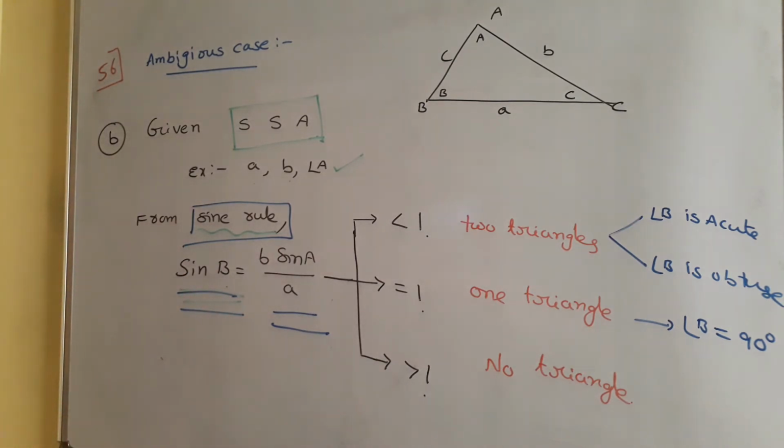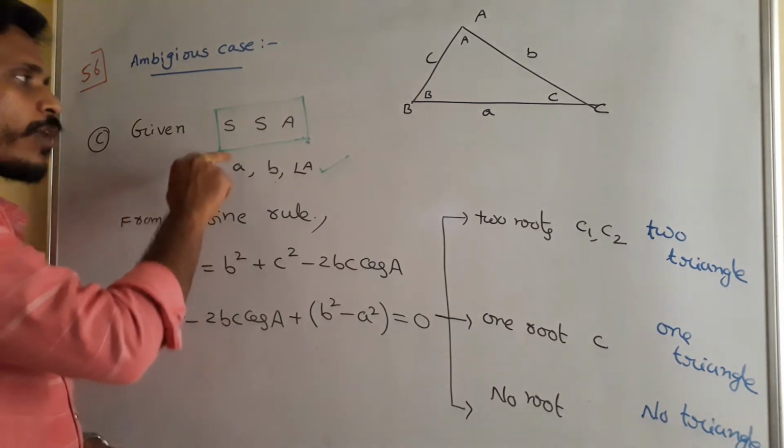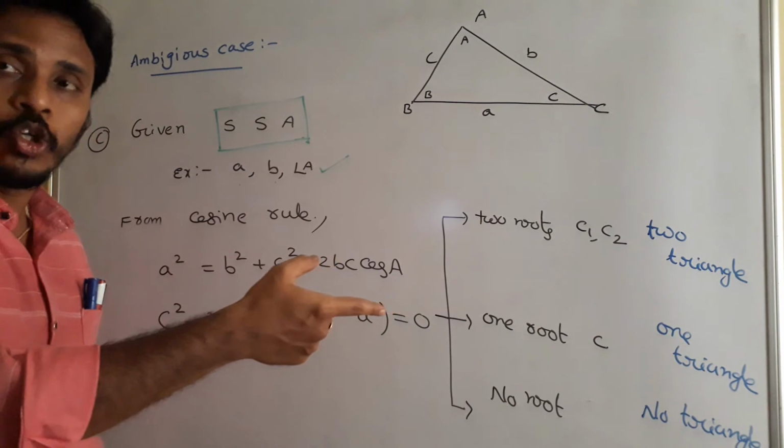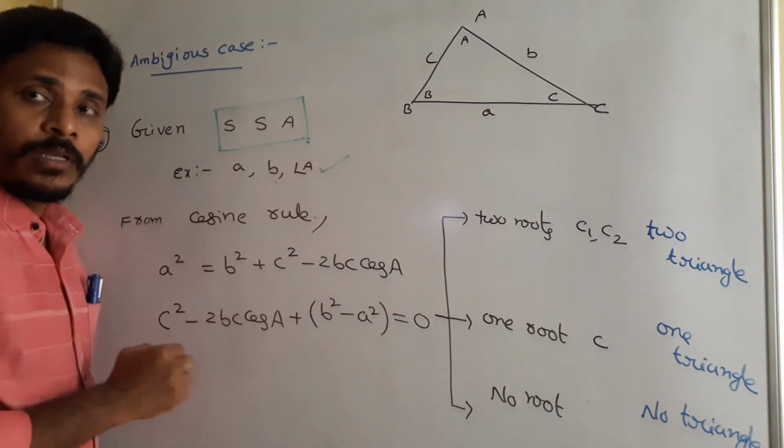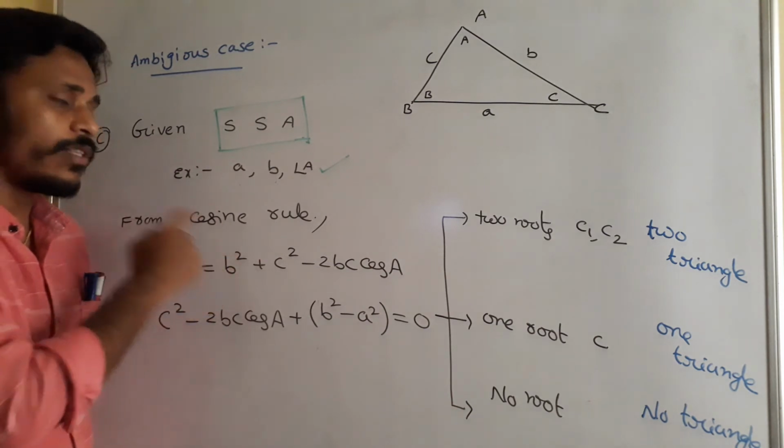First have a look. I will erase it. So just have a look. The same case we are discussing from the cosine rule. We know two sides and the angle other than the included one, a, b and angle A. One way of discussion is over with the sine rule and the other way is with the cosine rule.